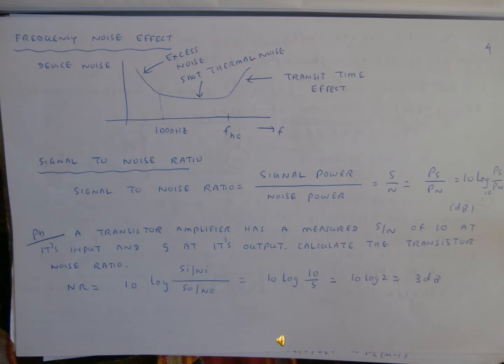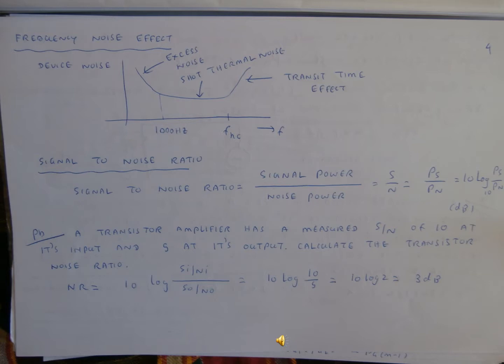The signal to noise ratio can also be calculated. The signal to noise ratio is the signal power divided by the noise power. So S by N is PS by PN, signal power PS and noise power PN. Then we get 10 log 10 of PS divided by PN in dB. So this is for the signal to noise ratio.